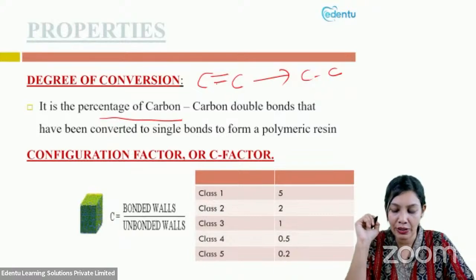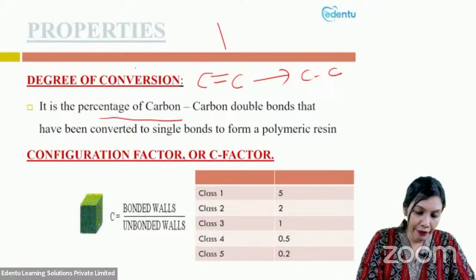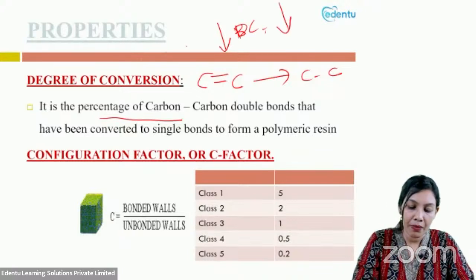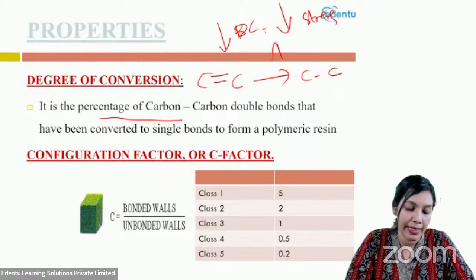What is configuration factor? Very important. So degree of conversion, reduced degree of conversion, that is what you need to think. Reduced degree of conversion means there will be lowered strength. So more degree of conversion means more strength. It is directly proportional, right?